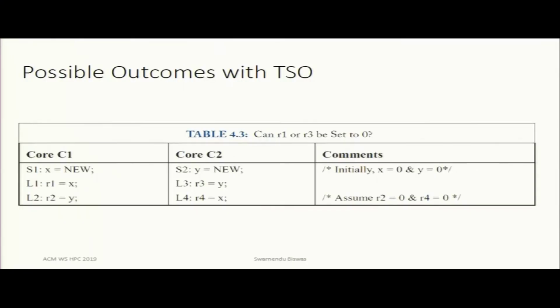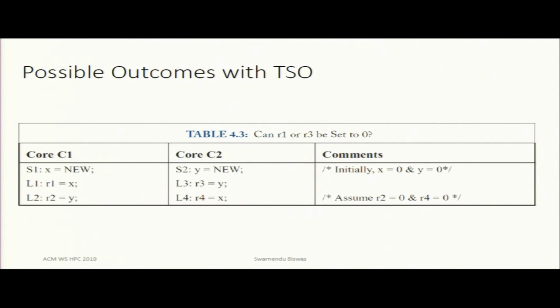So now say I have this simple example. The font might be a bit small. So the question is this. Suppose I have a store over here where I store new to X, right? I load X into R1 and I load Y to R2. Okay? So R1, R2 are registers. And here I am storing new to Y. I am loading Y to R3. I am loading X to R4.